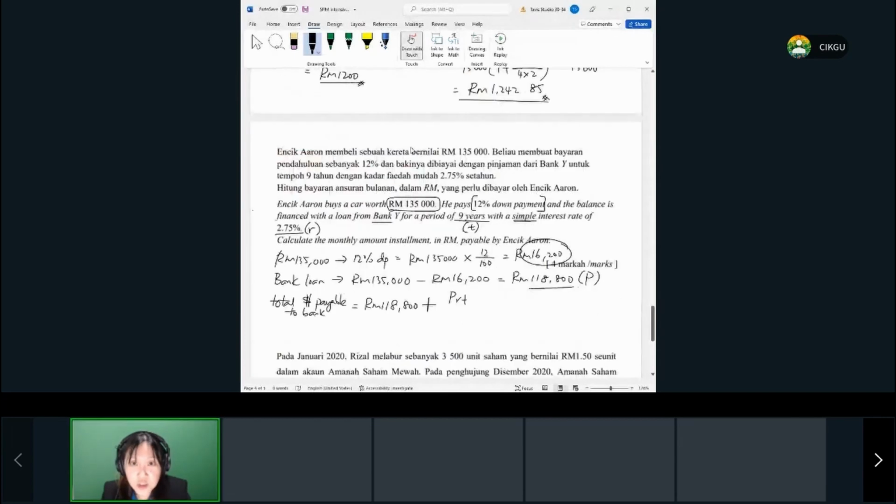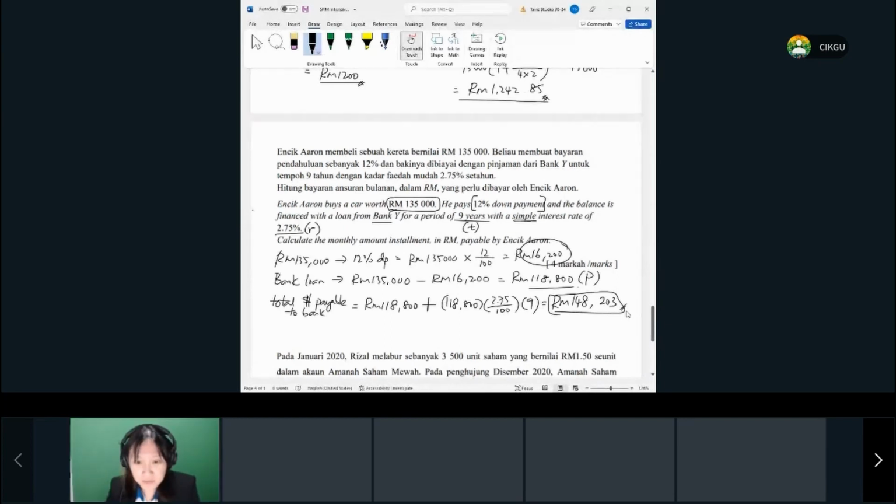Actually, let me just directly substitute this in already. So P is that. P, R, 2.75% means over 100, and T, 9 years. Type this whole thing into the calculator. You get 148,220.